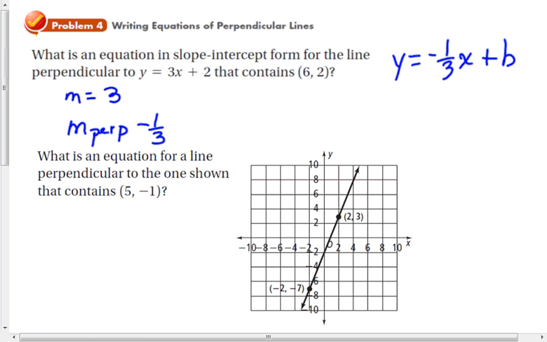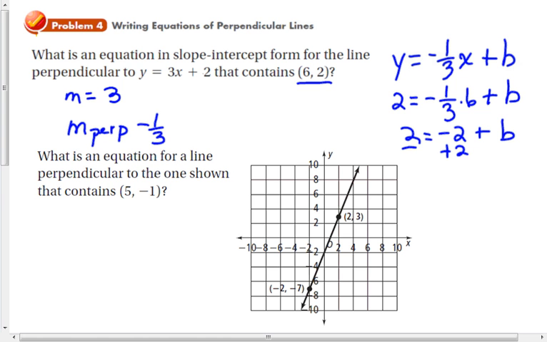And now I just need to find the y-intercept so that the line contains the point (6, 2). So I'm going to substitute 2 for y and 6 for x, and then solve for b to find out what that value is. -1/3 times 6 is -2. Add 2 to both sides gives me 4 for b. So my equation is y equals -1/3 x plus 4.